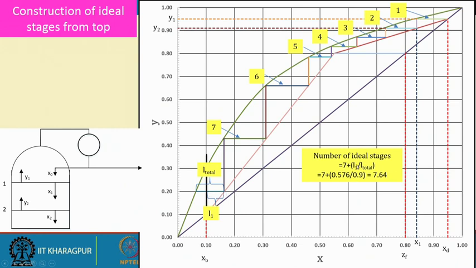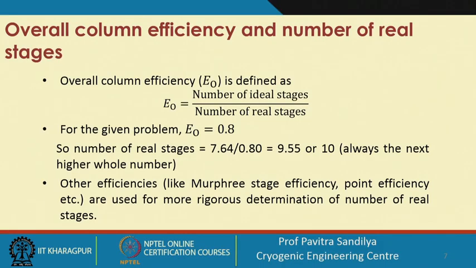So we measure these two lengths, or we can measure this particular composition given by this particular length, and we find that we are getting the number of ideal stages as 7.64. Please understand that we are getting the number of ideal stages as a fraction, and this is not to be confused with the actual number of trays, which will always be a whole number.